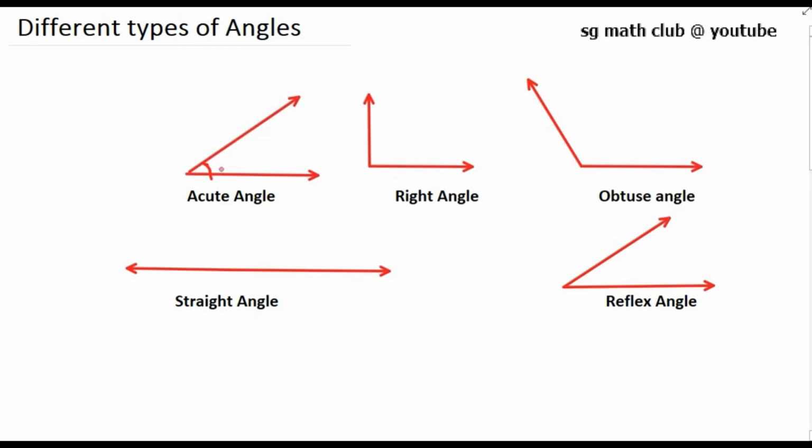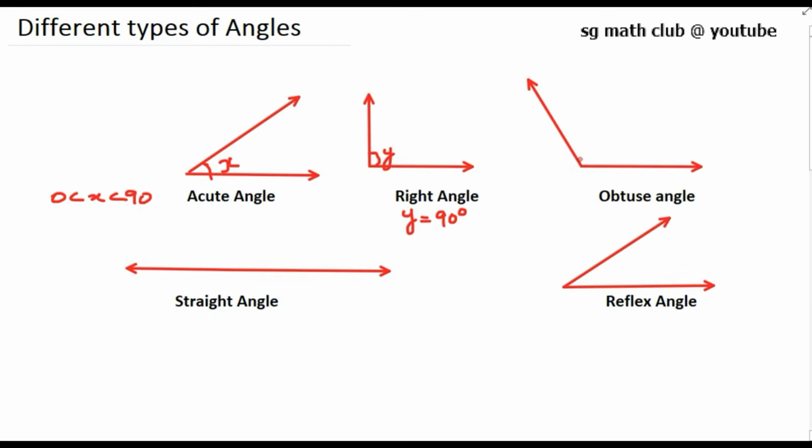An angle whose measure is less than 90 degrees is called an acute angle. Suppose the measure is x, the value of x lies between 0 and 90 degrees. An angle whose measure is equal to 90 degrees is called a right angle.